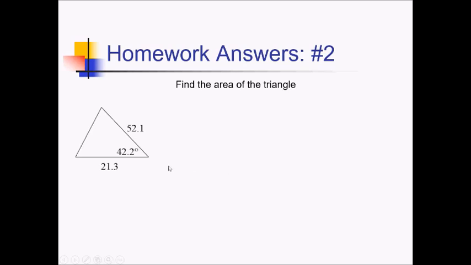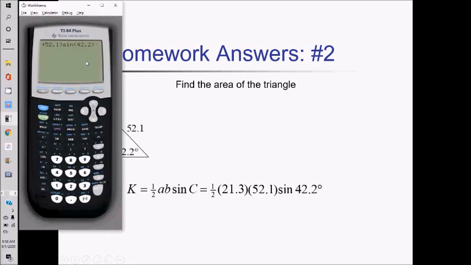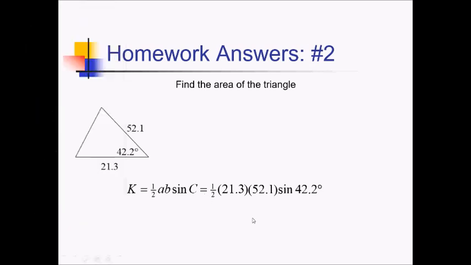On this problem, I've got two sides and an angle between them, so let me use my half-sine formula to find the area. 1/2 AB sine C. So we've got 1/2 times 21.3 times 52.1 times the sine of 42.2. And let's see what the calculator has to say about this. So here I am on the calculator. I've plugged all of this stuff in there at once, off camera. Pressing enter, I get 372.7.